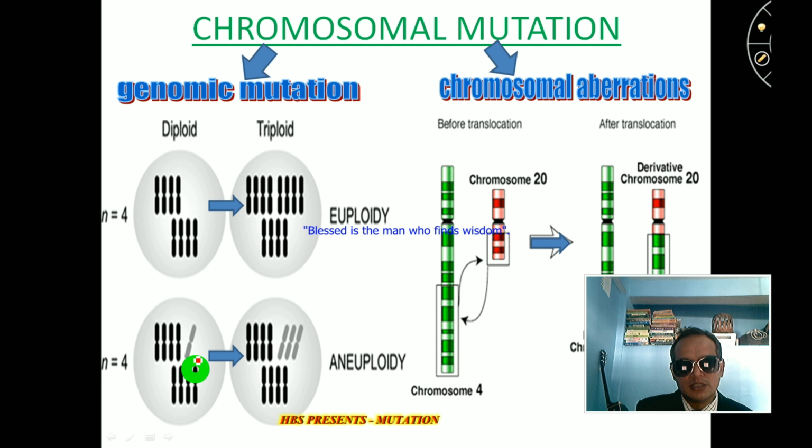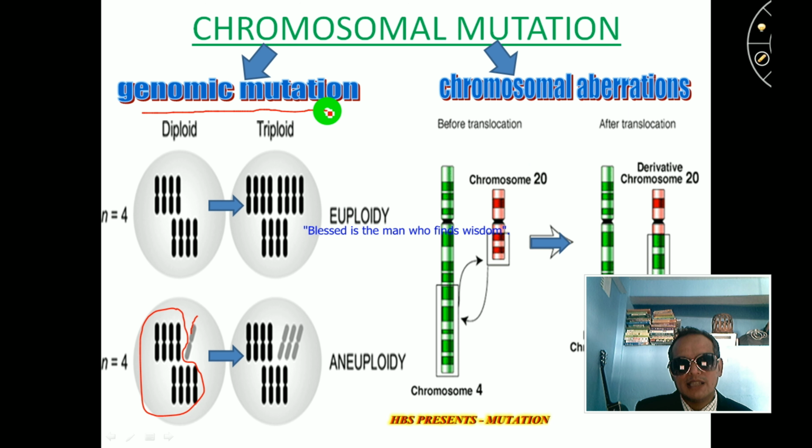Here, this is the normal. Just don't include this chromosome, include only this chromosome. This much of chromosome here. So this is the normal cell. Now an extra 3 chromosomes get added here. So this leads to the genomic mutation. When there is an addition of the haploid number of chromosomes, subtraction of the haploid number of chromosomes, or addition of one or more chromosomes, or subtraction of one or more chromosomes from the diploid cells, it leads to genomic mutation.